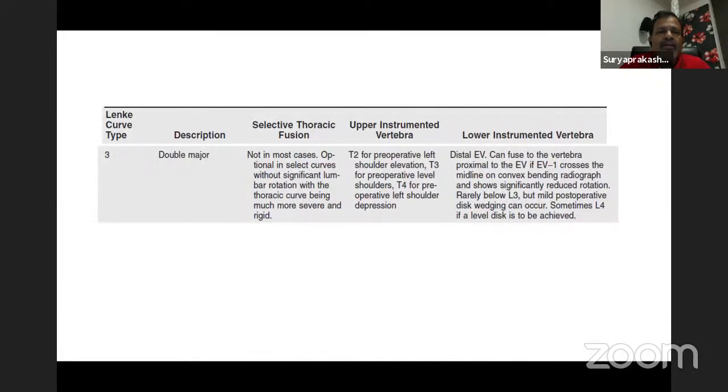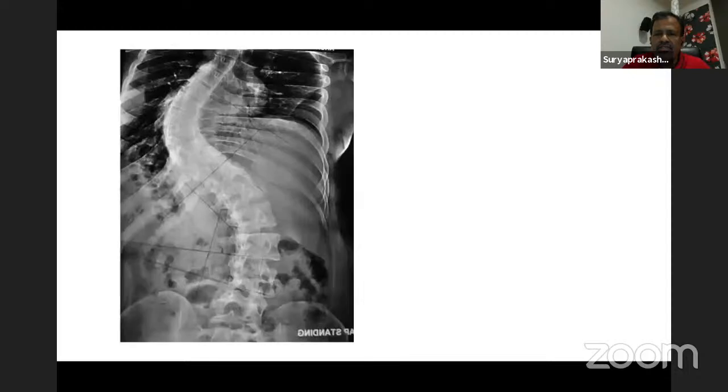And in summary, Lenke curve type 3 is a double major curve. Selective thoracic fusion, definitely not a situation in most cases, only in very select cases. Upper end vertebra based on T3, T2, T3, T4 based on the shoulder level, and distal end vertebra, whether it is L3 or L4, based on the various criteria we have already discussed earlier.